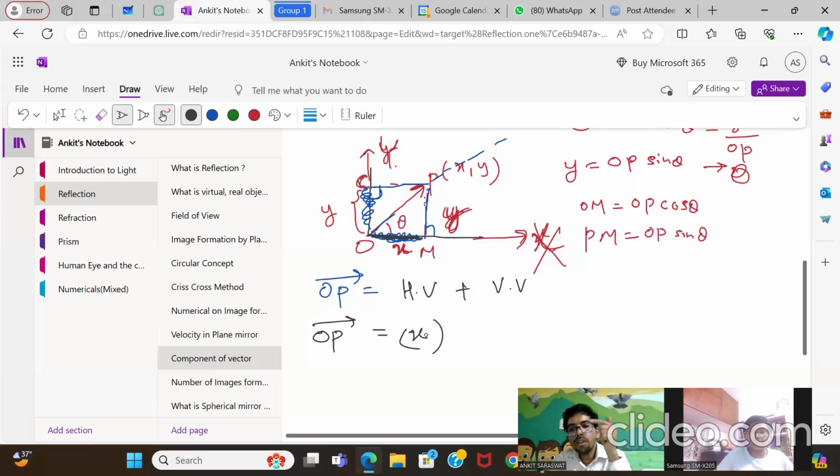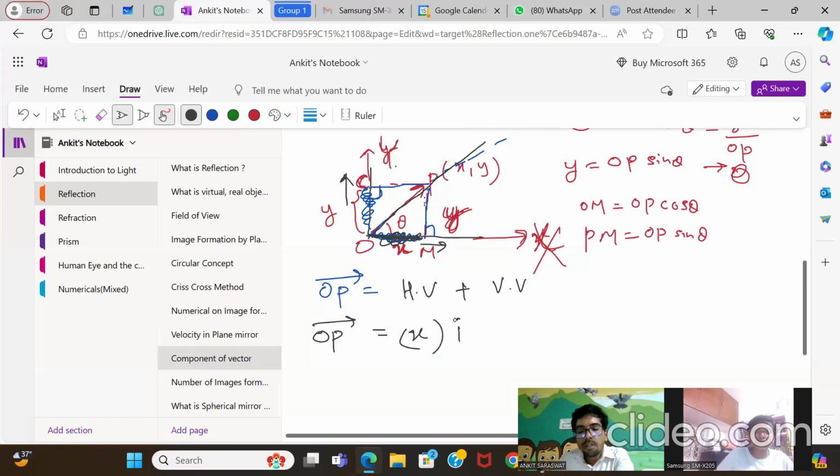When you are moving in the sunlight, your shadow is also moving with respect to you. Similarly, when this OP vector is moving in this direction, its shadow on the x-axis will move in this direction, and the shadow on the y-axis will move in this direction. So tell me, this shadow is moving in which direction?